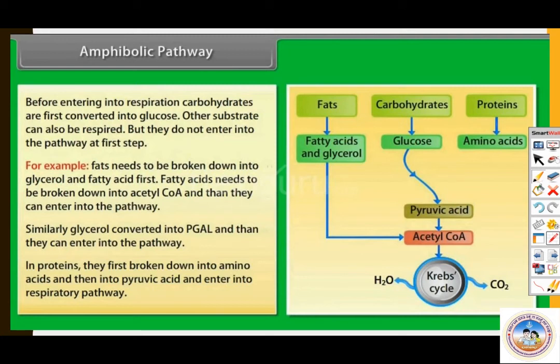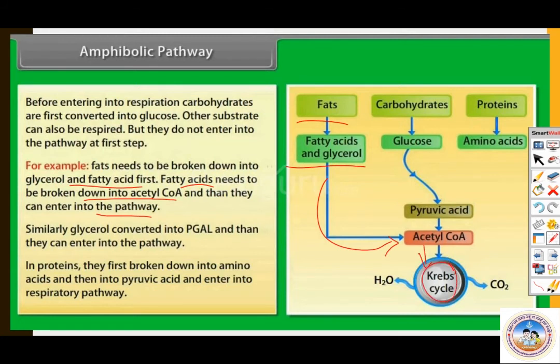For example, fats. Fats are first broken down into glycerol and fatty acids. Fatty acids need to be broken down into acetyl-CoA, and then they can enter the pathway. So fats break down into fatty acids and glycerol, then get converted into acetyl-CoA and then enter your pathway. That's your Krebs cycle. Okay, next.